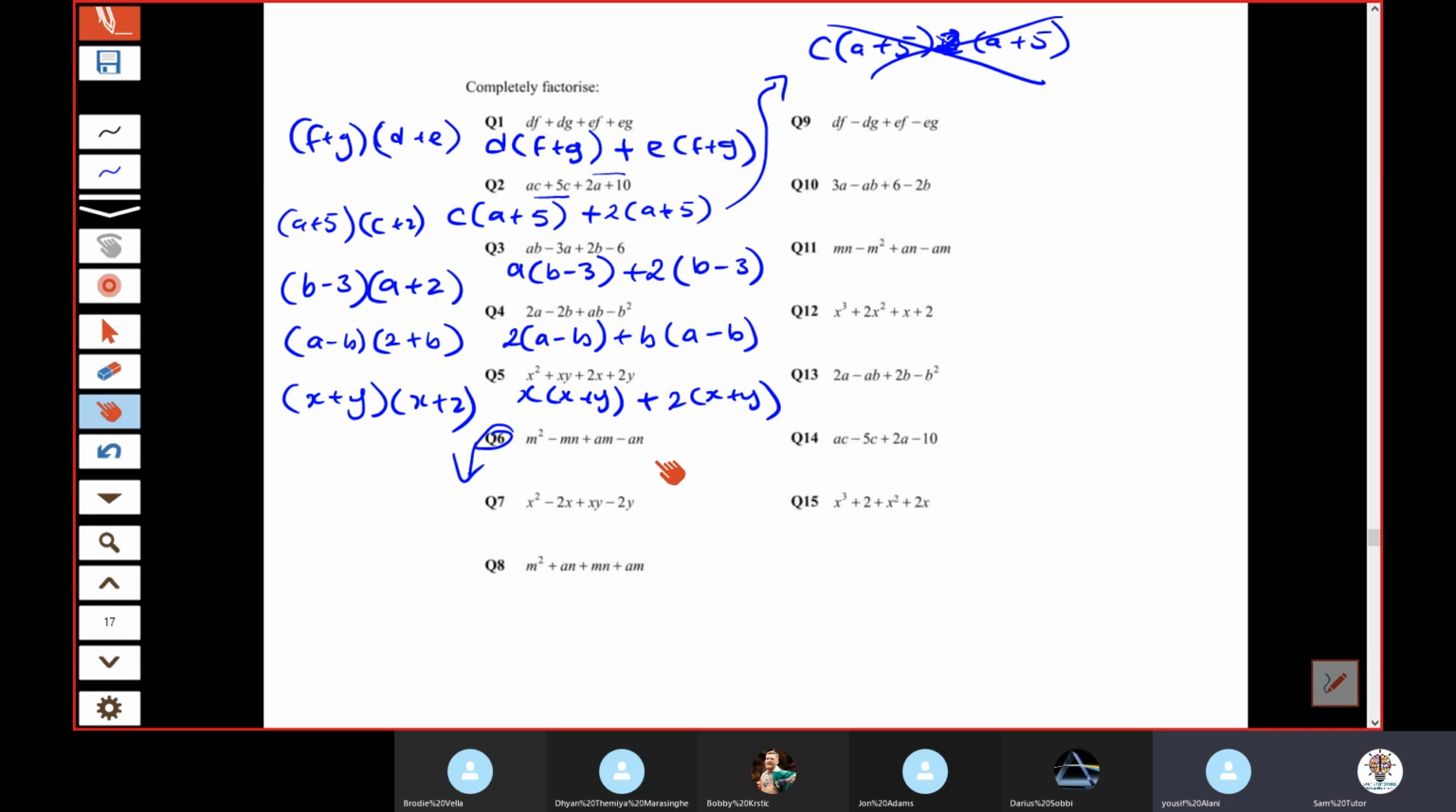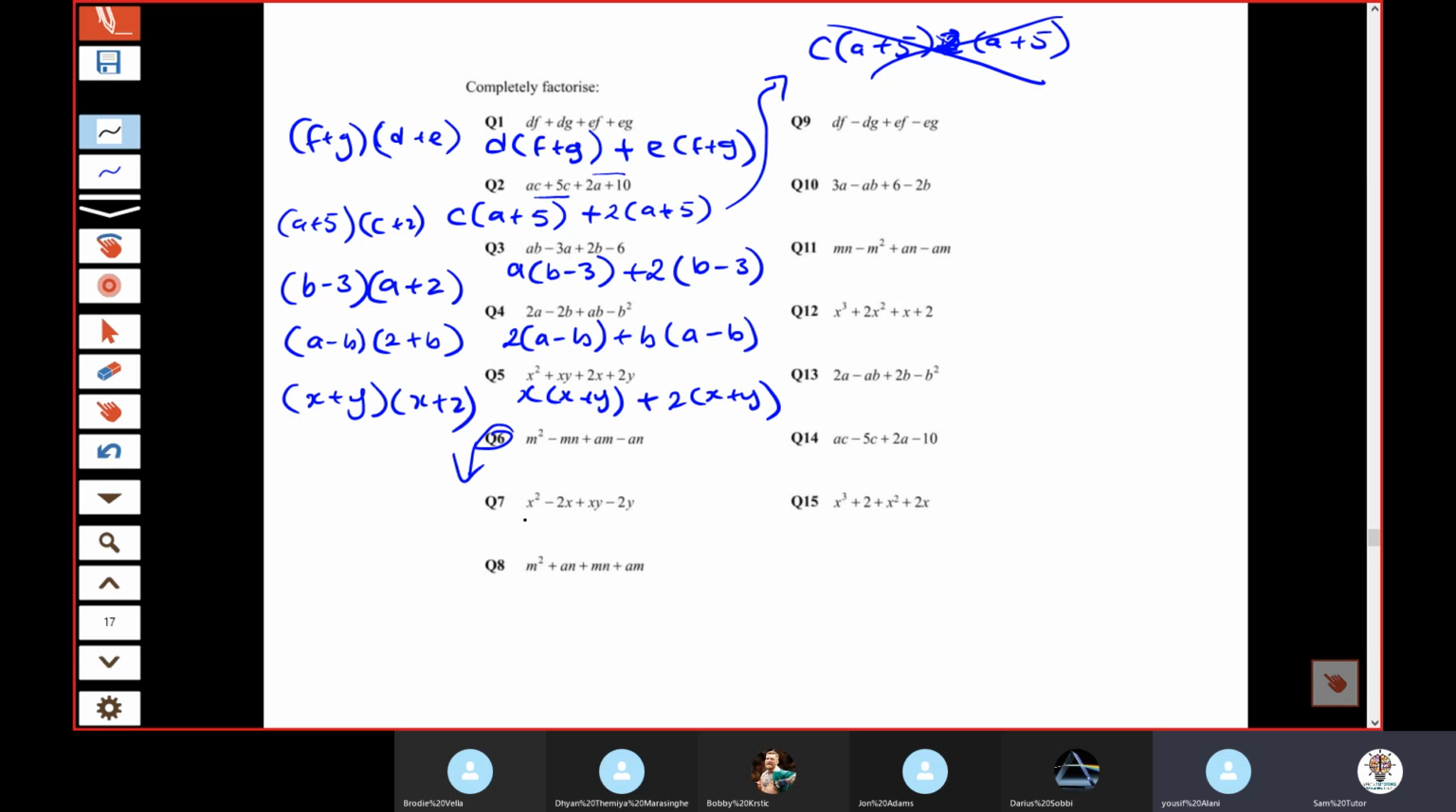Sam, what happens if, say for example, the brackets are x plus y and then the other one is x minus y? Does that matter? Specifically the way you said it, yeah, it does matter. It's not allowed. So which one are you doing? I'm doing number 7.